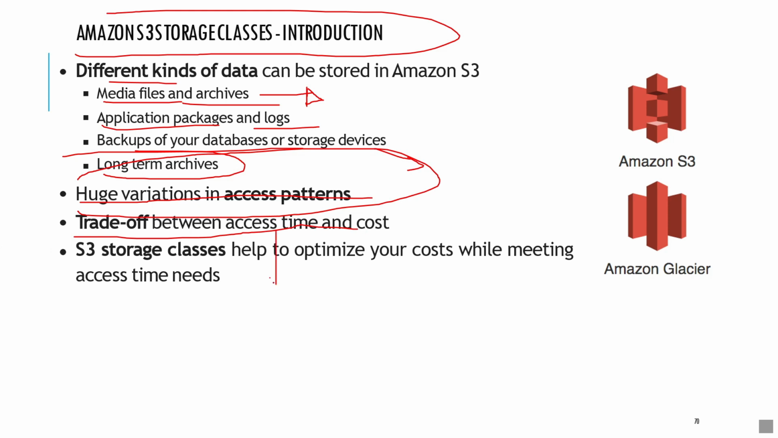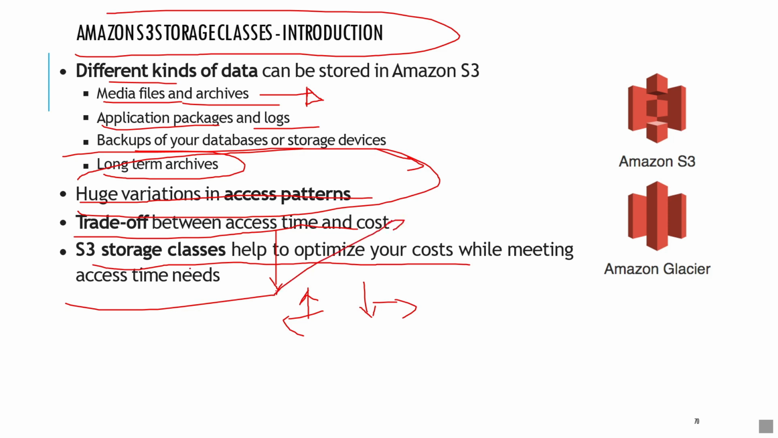If you want to access the data instantly, then the cost is more. If you want to access the data in 20 minutes or 1 hour, then the cost is very low compared to this. So S3 storage classes help us to optimize our cost while meeting access time needs. As I said, this example is mainly about storage classes.